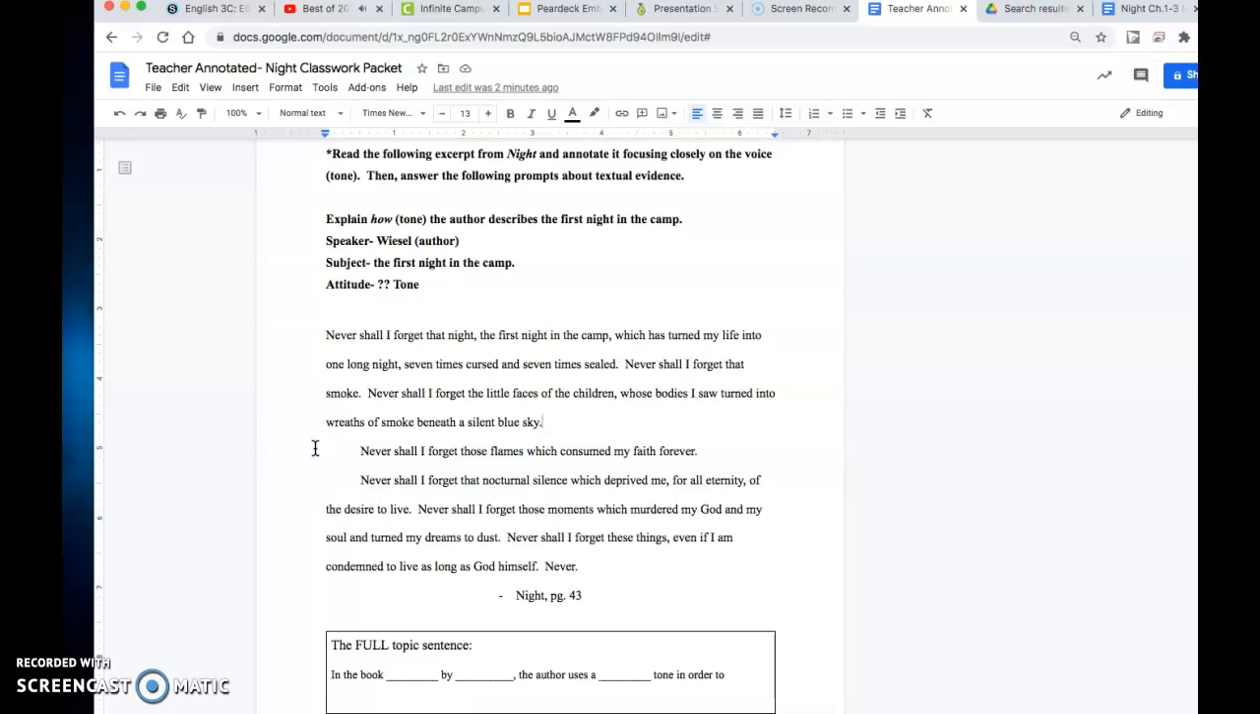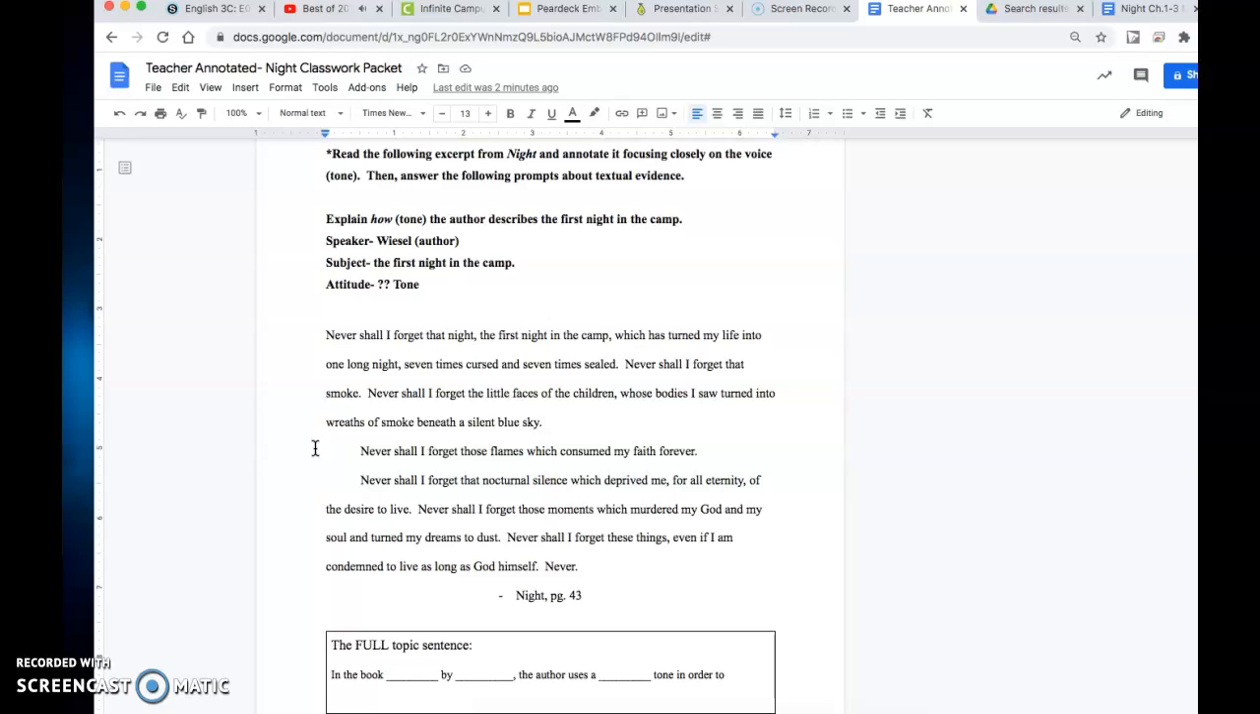Never shall I forget that nocturnal silence which deprived me, for all eternity, of the desire to live. Never shall I forget those moments which murdered my God and my soul, and turned my dreams to dust. Never shall I forget these things, even if I am condemned to live as long as God himself. Never.